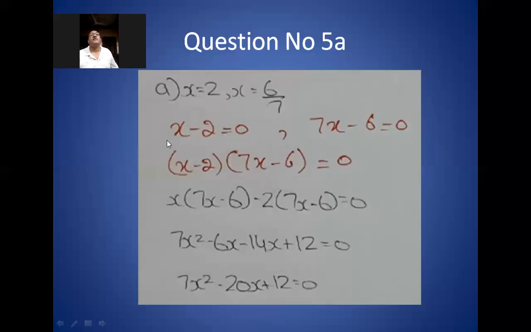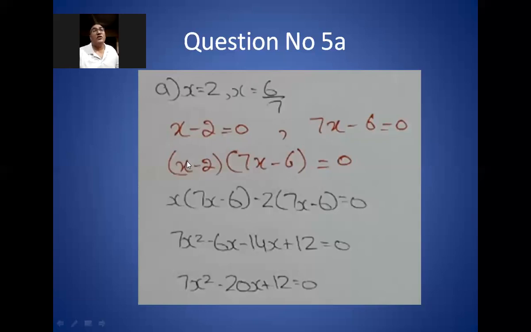Left side will multiply with the left side. The right side will multiply with the right side. Left side is x minus 2 in one bracket, multiply with the 7x minus 6 in one bracket, equals to the right side of both the equations, which is 0. So 0 multiplies 0 will be 0.